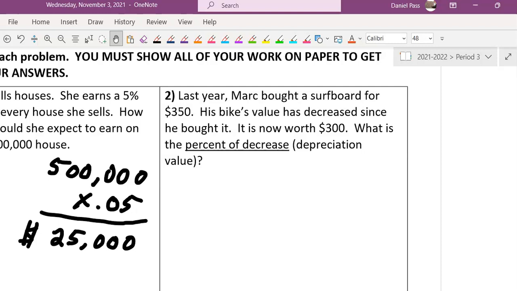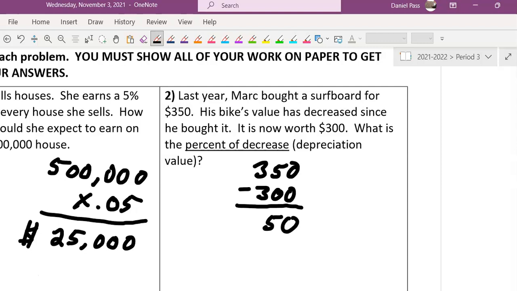Okay, so first I did 350 minus 300. And what does that tell us? That tells us how much it changed. It doesn't tell us the percent yet, but it's dollars, right? So it changed $50. Okay, now what? Now we have to divide 50 by the original price, which was 350.